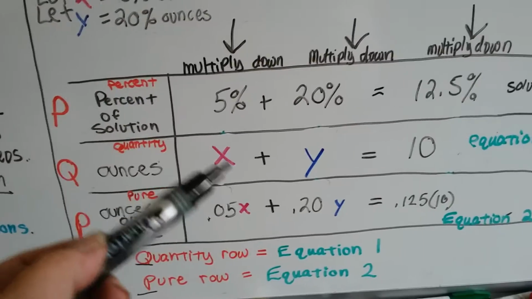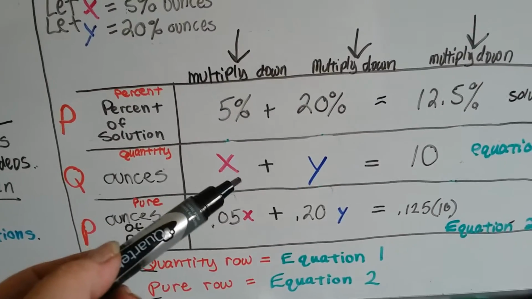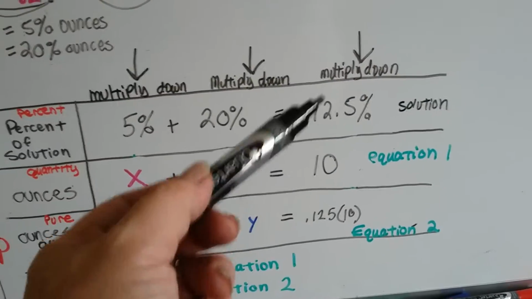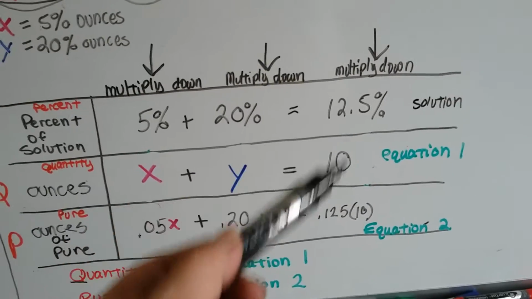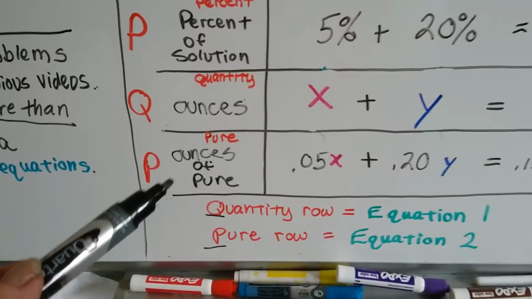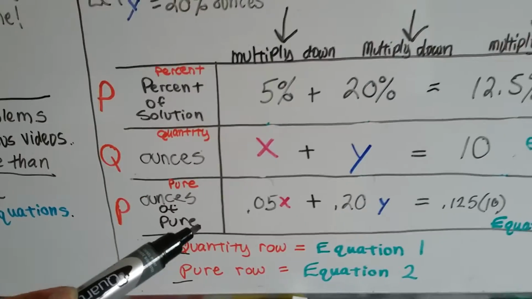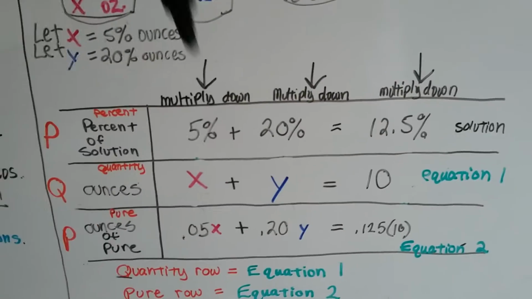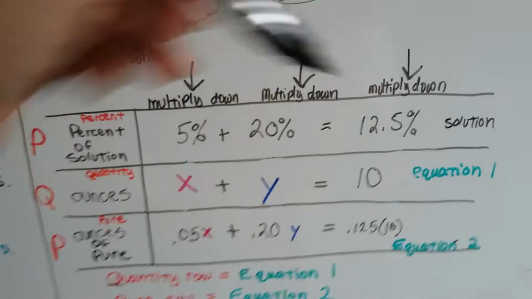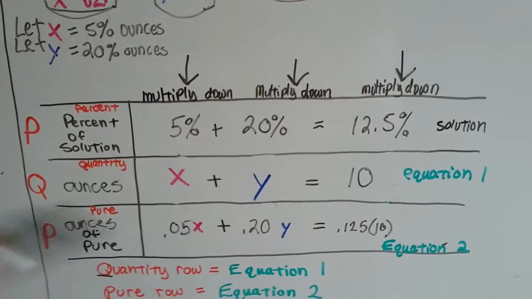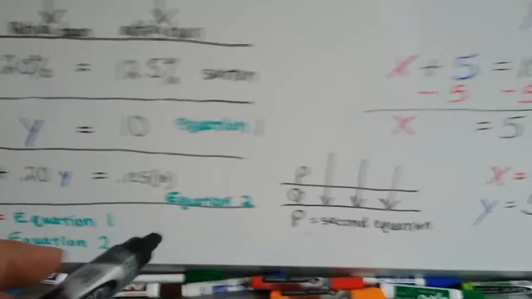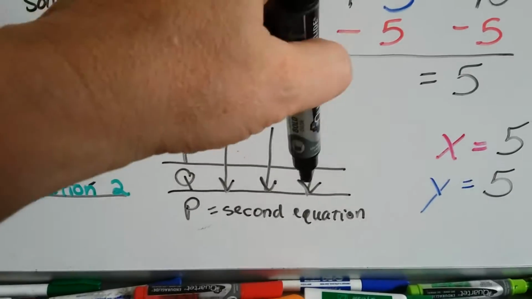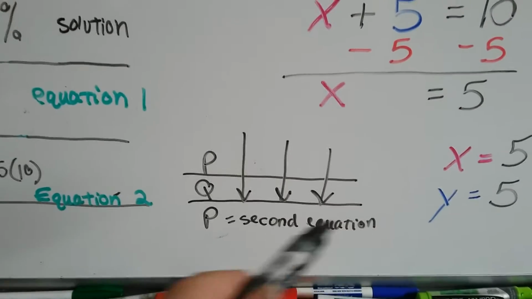And we assigned x and y as the quantities, the ounces of 5% and the ounces of 20%. And we know that the 12.5% solution is going to have 10 ounces. See? To get the last line for the pure, the ounces of pure, all we need to do is multiply straight down. See? If we multiply each of these columns straight down, it's going to give us this. All right? So look, here's the PQP coming down, and if we multiply all of these three coming down like this, this last one ends up becoming our second equation.